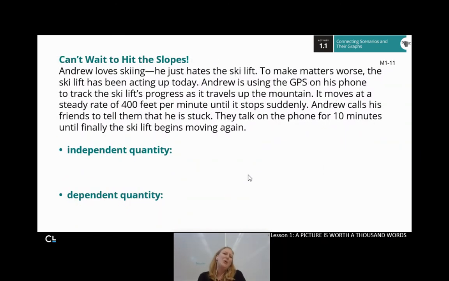Can't wait to hit the slopes. Andrew loves skiing. He just hates a ski lift. That's fair. I don't like heights either. To make matters worse, the ski lift has been acting up today. Andrew is using the GPS on his phone to track the ski lift's progress as it travels up the mountain.